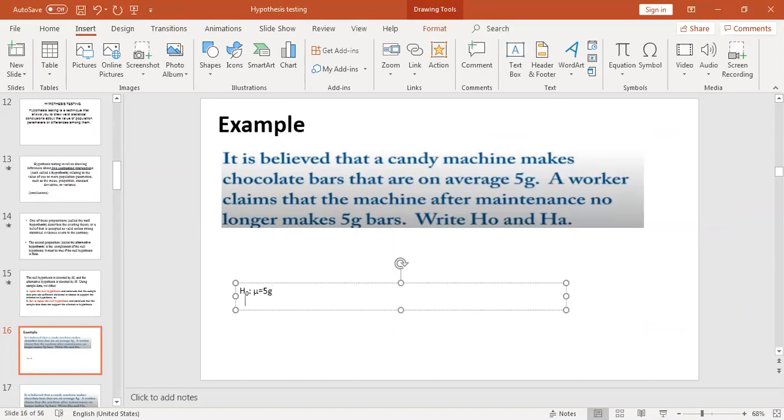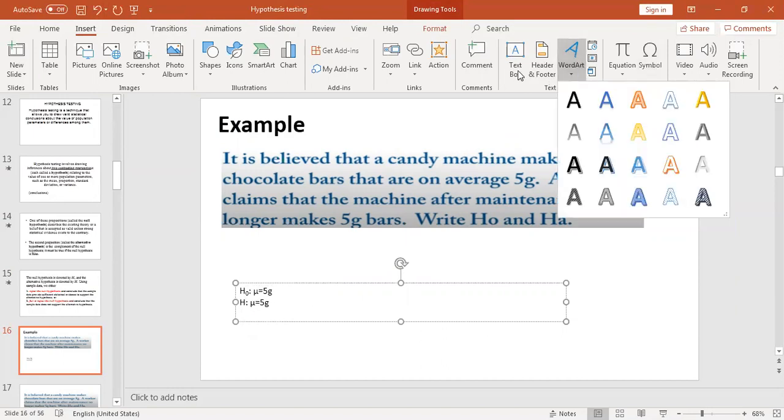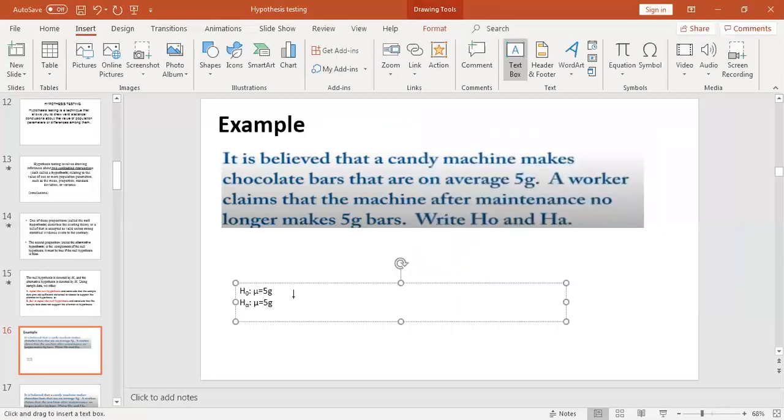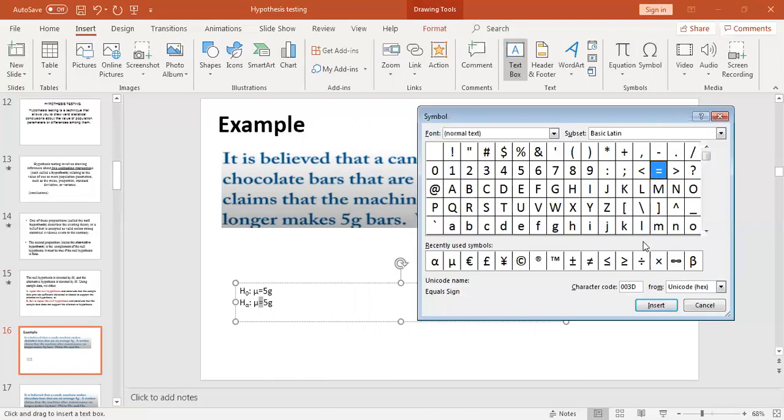So what has to be the alternative hypothesis then? It should be H alpha. I have H alpha here, the symbol alpha. Mu is not equal to 5, so this has to be a cross through the equals sign. Let me check whether we have this.